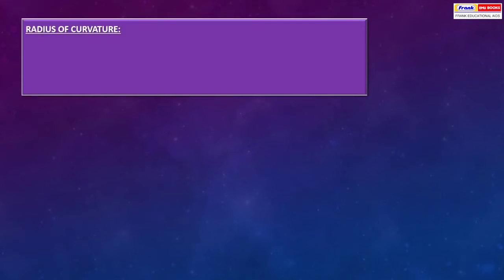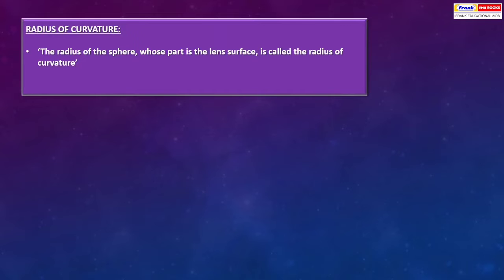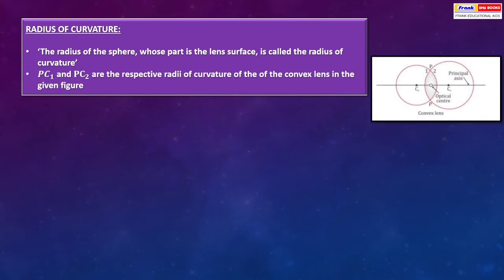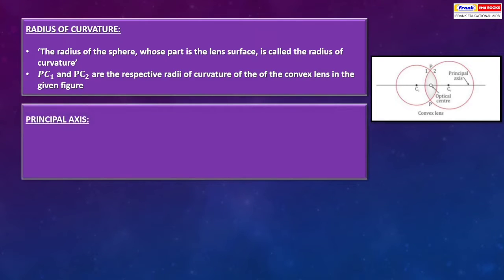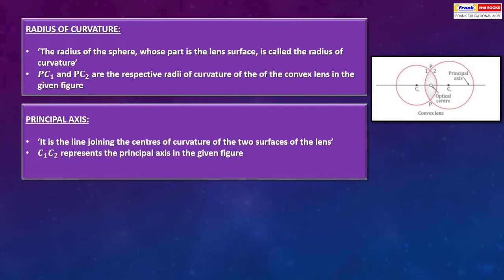Radius of curvature. The radius of the sphere whose part is the lens surface is called the radius of curvature. PC1 and PC2 are the respective radii of curvature of the lens in the given figure. Principal axis. It is the line joining the centers of curvature of the two surfaces of the lens. C1C2 represents the principal axis in the given figure.